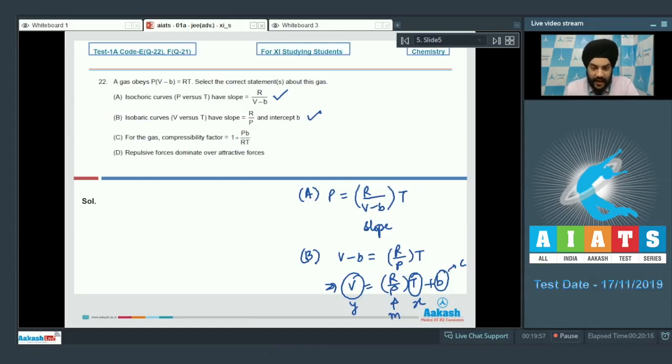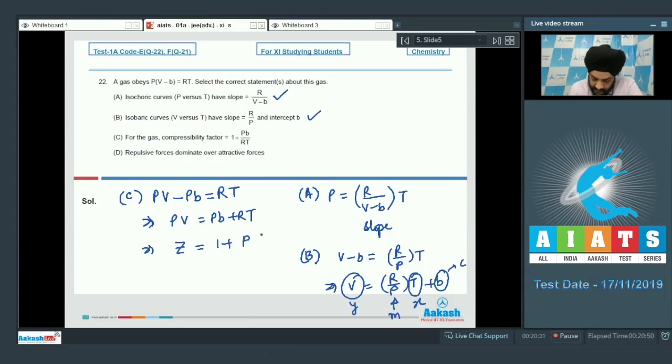If we talk about the third statement now, for the gas, the compressibility factor is equal to 1 plus PB by RT. So students, for the compressibility factor, we need PV by RT. Okay, which is given by Z. So we can just expand and rearrange this to get PV minus PB equal to RT. So we have PV equal to PB plus RT. So if we divide both sides by RT, students, we're going to get Z is equal to 1 plus PB by RT. Okay. So students, this is a correct statement. The value of Z is given by 1 plus PB by RT.